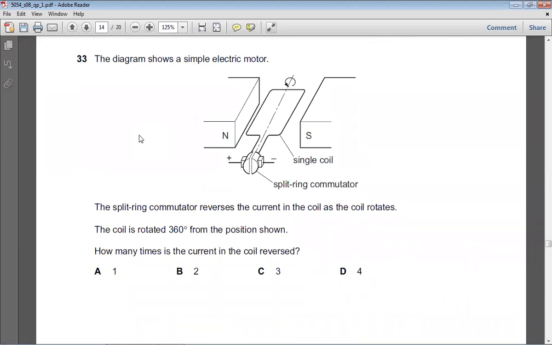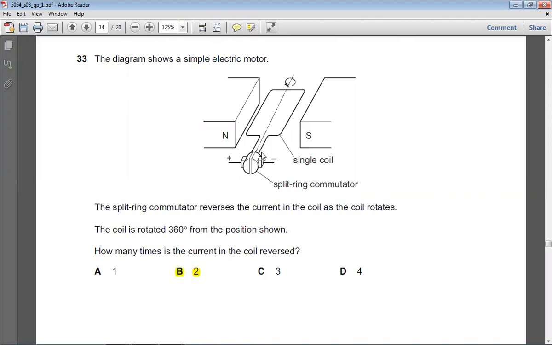The diagram shows a simple electric motor. The split ring commutator reverses the current in the coil as the coil rotates. The coil is rotated 360 degrees from the position shown. How many times is the current in the coil reversed? So the current will reverse its direction, I think, 2 times. So in a complete revolution, the current direction is changed 2 times. So I think B is the right option as a conceptual question.